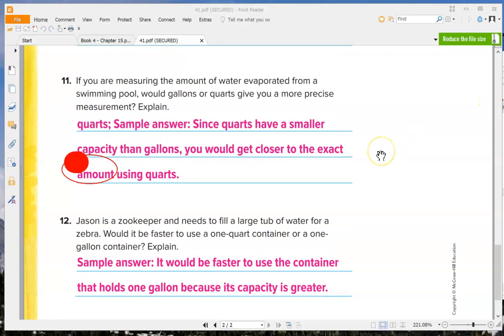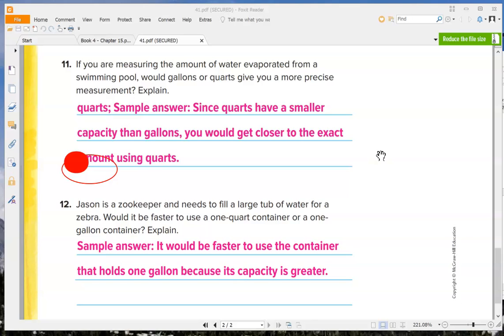Let's go on down to number 12. Jason is a zookeeper that needs to fill a large tub of water for a zebra. Would it be faster to use a 1-quart container or a 1-gallon container? And it would be faster with the gallon, because a gallon is a bigger unit of measurement. It's a bigger capacity, and you're going to use less of them to fill up the container, and it will take less trips to do it. So anything like that would be a good answer to explain why it's faster to use a 1-gallon container than a smaller 1-quart container.